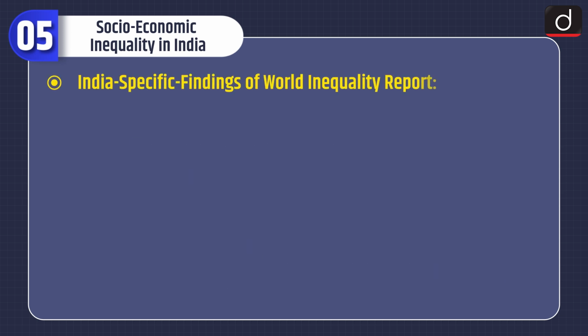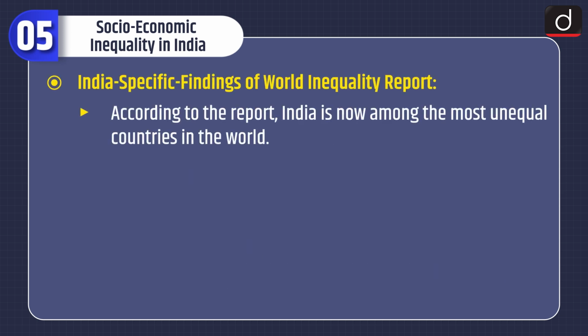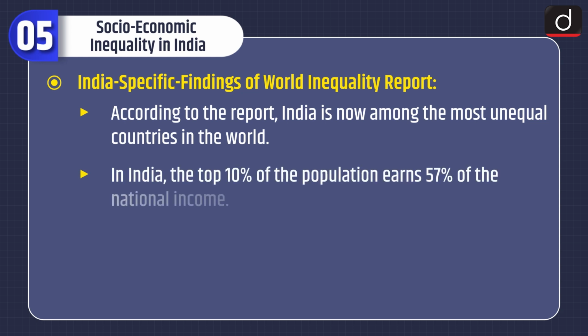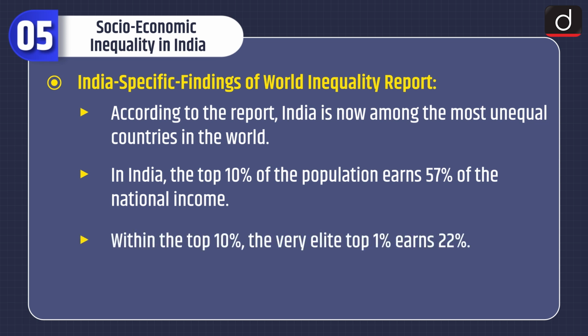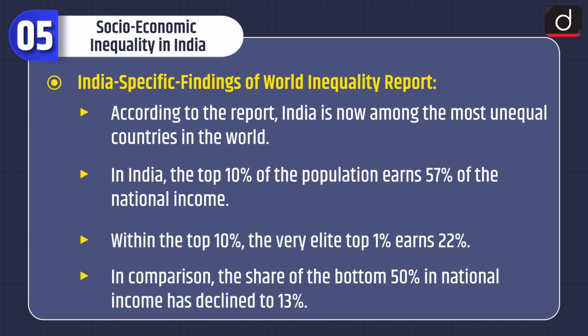Third is India-specific findings of the World Inequality Report. According to the report, India is now among the most unequal countries in the world. In India, the top 10% of the population earns 57% of the national income. Within the top 10%, the very elite top 1% earns 22%. In comparison, the share of the bottom 50% in national income has declined to 13%.